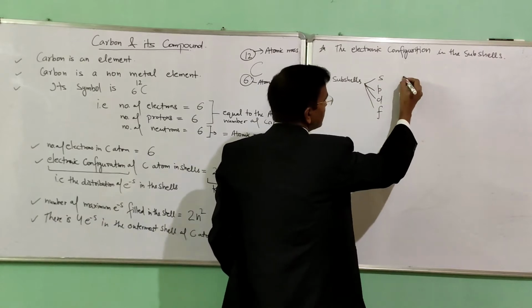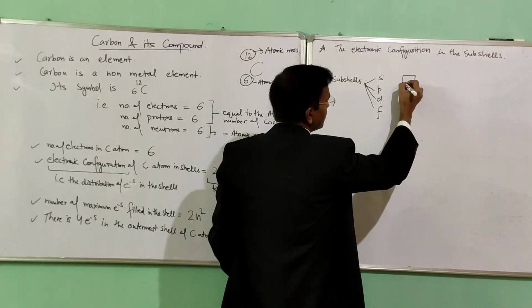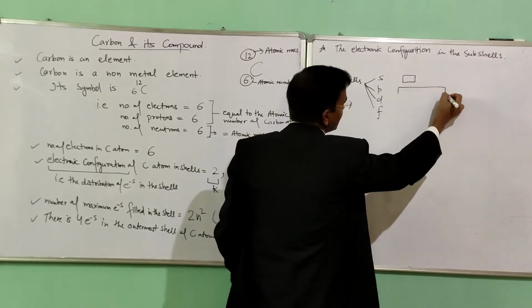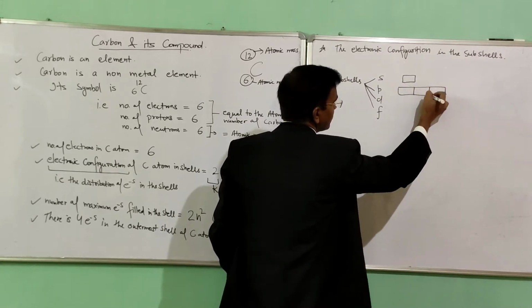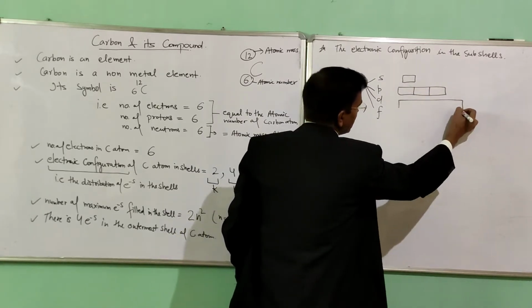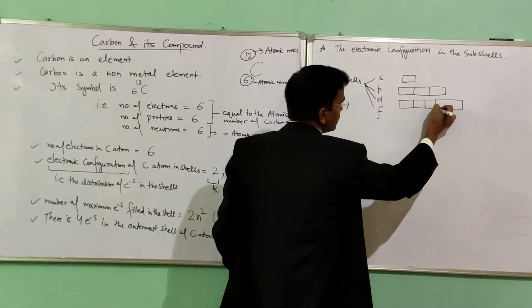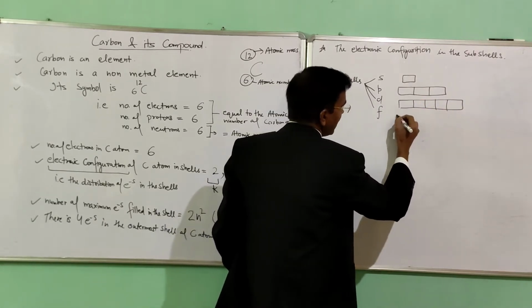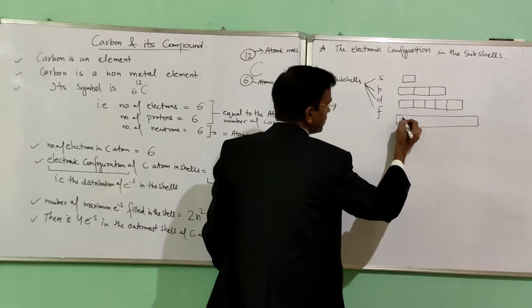The S subshell has 1 orbital, the P subshell has 3 orbitals, the D subshell has 5 orbitals, and F has 7 orbitals.